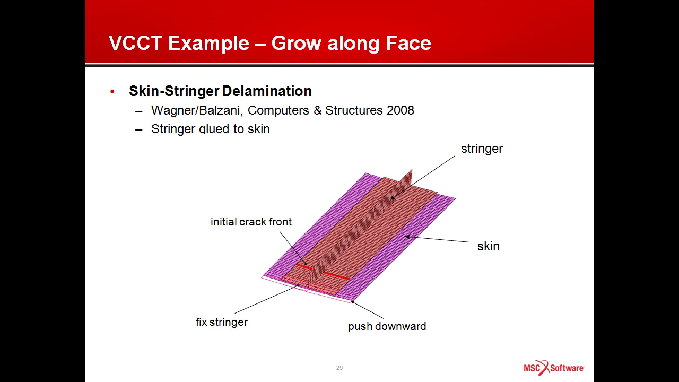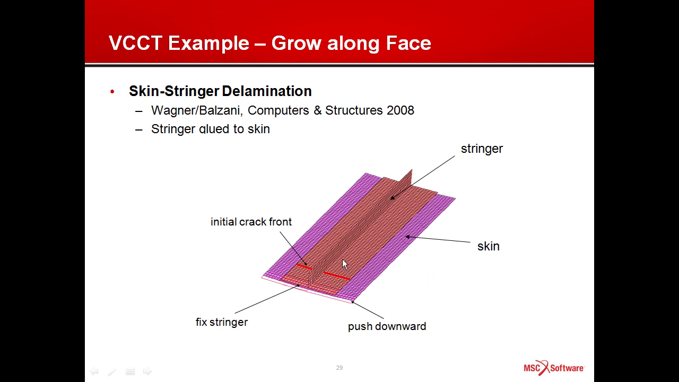Okay, now let's switch gears a little bit. So far, we're looking at crack propagation along the edge of shell elements. Let's look at a very common example of delamination. It's happening along faces. In this example, this is a stringer and skin. So we want to study the delamination between these two components.